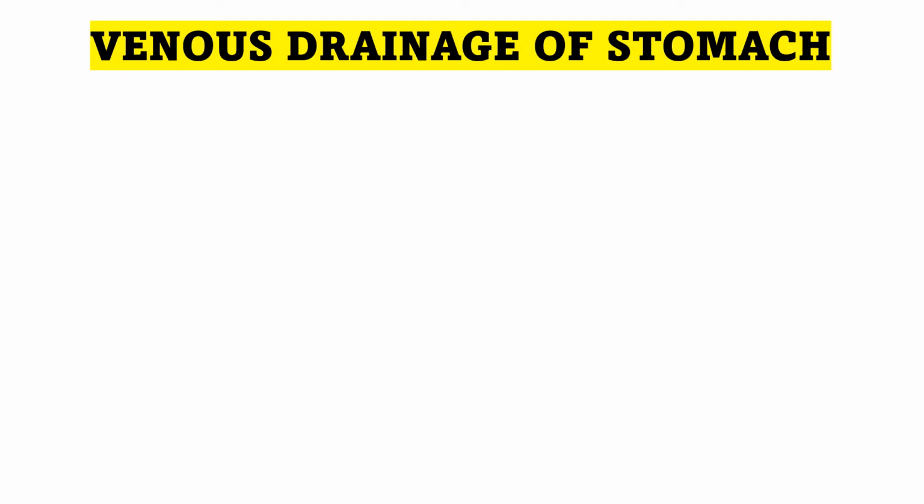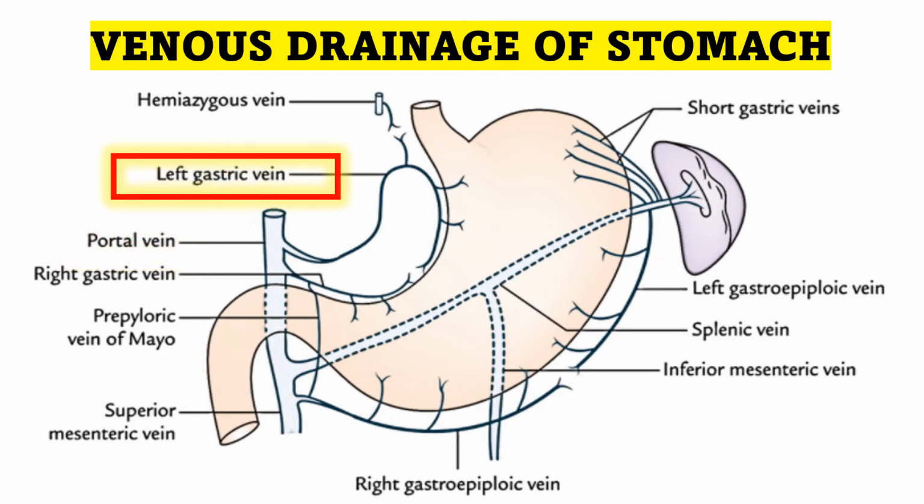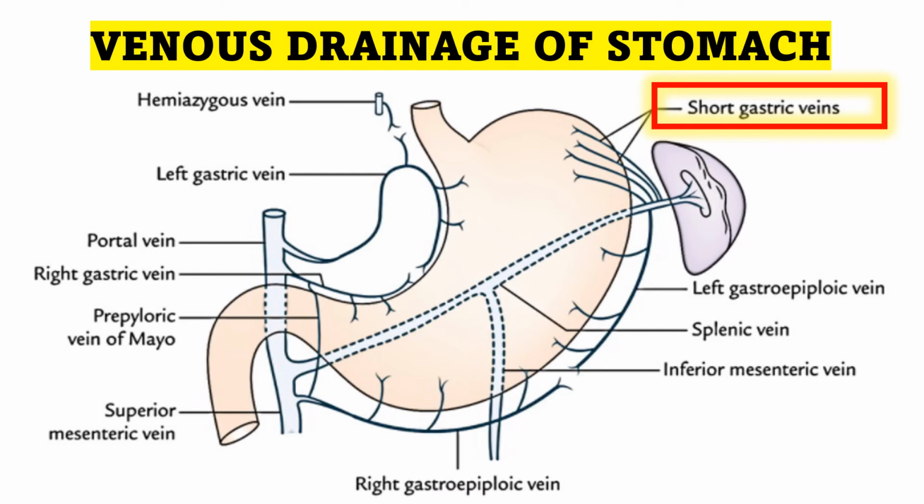Next is venous drainage of stomach. So first we looked at the arterial supply of the stomach. Now we're going to look at the veins of the stomach. Veins of stomach correspond to the arteries and drain directly or indirectly into the portal vein. The veins of stomach are left gastric vein, right gastric vein, left gastroepiploic vein, right gastroepiploic vein, and then short gastric veins.